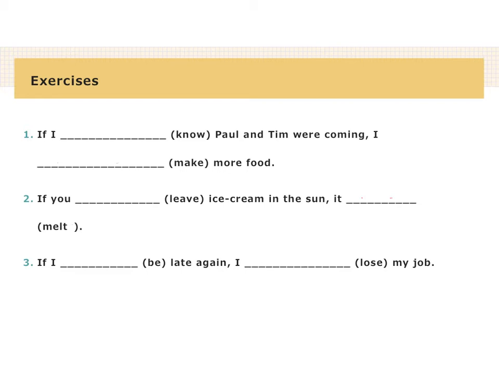If I know Paul and Tim were coming, I make more food. The answer is, if I had known Paul and Tim were coming, I would have made more food. In reality, I didn't make more food because I didn't know they were coming. If I had known, I would have made more food.